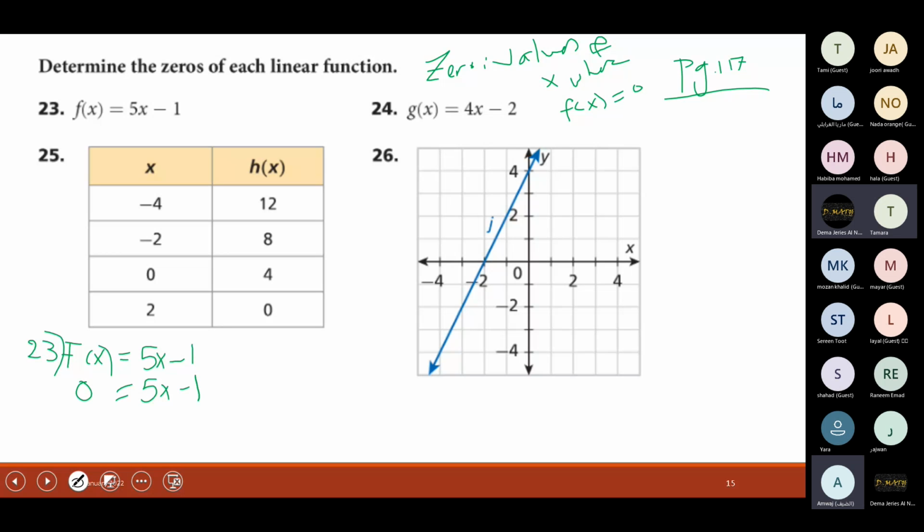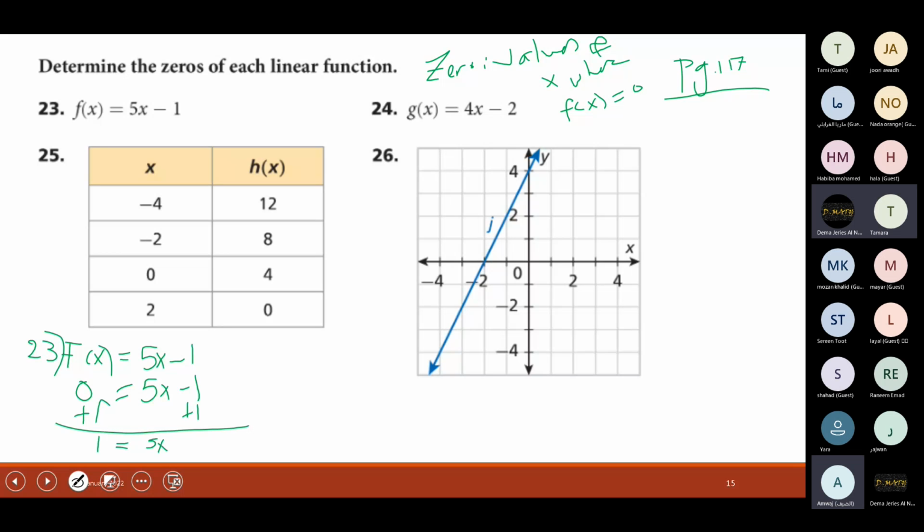Teacher, I don't understand. How am I going to find the x? You forget how? Here: 0 equals 5x minus 1. Then we cancel the 1, and then we will have 1 equals 5x. So 1 equals 5x. So then what can you do?